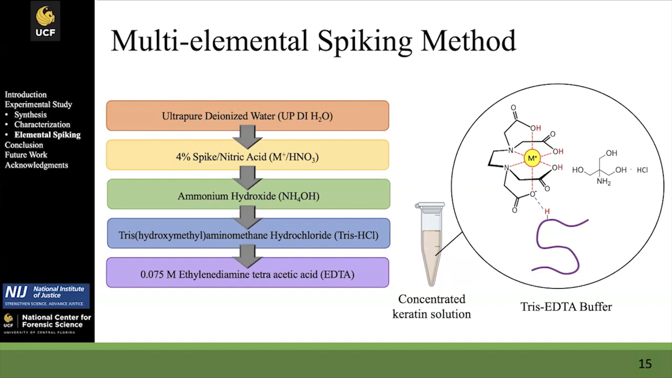What we are utilizing is this Tris-EDTA buffer because we are spiking in 4% nitric acid. So it is composed of ultrapure water, and then we have that spike in 4% nitric, and we utilize ammonium hydroxide to counteract that spike. We also utilize Tris to protect the keratin, and then we utilize EDTA at a 0.075 molar concentration. As you can see here, we're assuming that the EDTA is hydrogen bonding with the keratin, capturing the metal, and then the Tris is there to protect it.